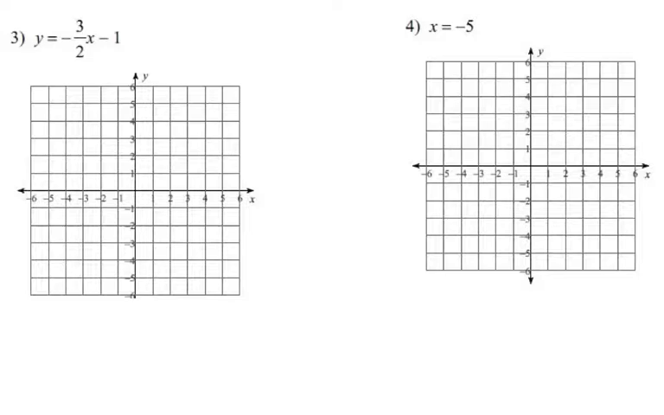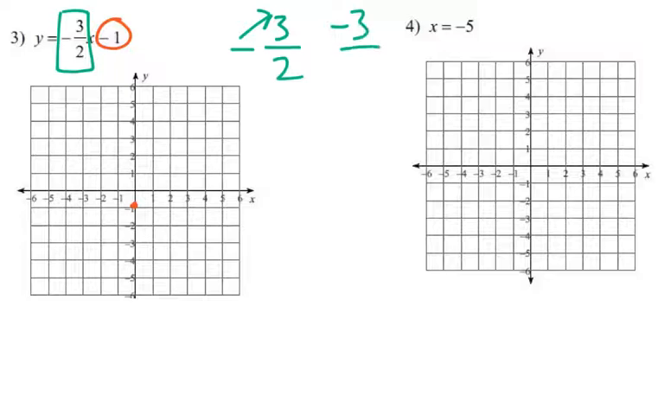So number 3, y-intercept of -1, start at -1. Slope of -3 over 2. Now, that negative's in the middle. You can do a couple of things. I like to always assume and think of that negative as being with the top. You can assume or think that negative is with the bottom. It doesn't matter, you're going to get the same result. If I think of it as the top, I'm going to go down instead of up, but I'm still going to go to the right. Negative on top means down, bottom still to the right.